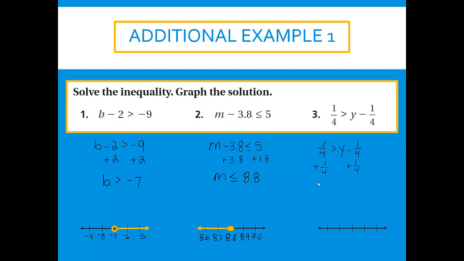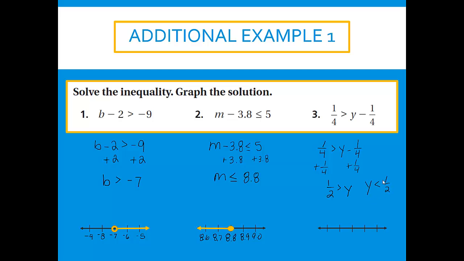One-fourth plus 1/4 is 2/4, which is 1/2. So we have 1/2 is greater than y. We can also rewrite this so we have y first. So when we rewrite it, we're going to have y is less than 1/2. When I put my variable first, I need to flip the sign around. So now I can graph my inequality.